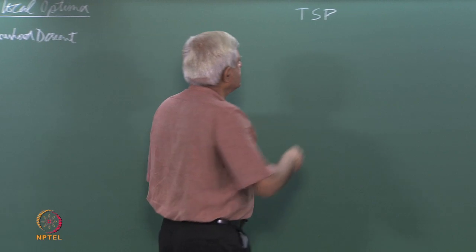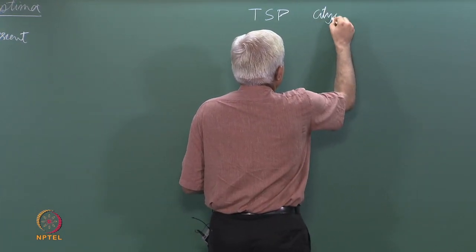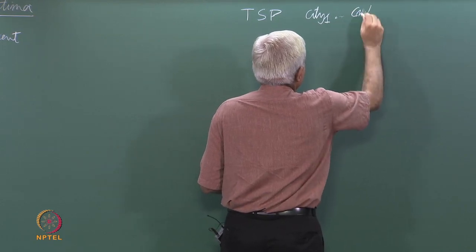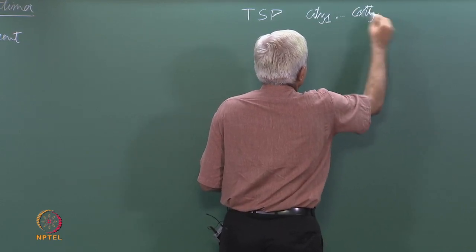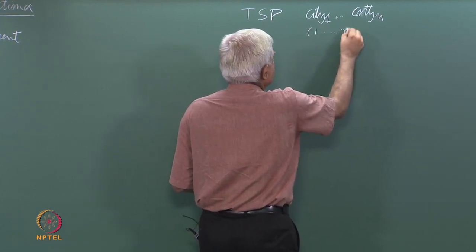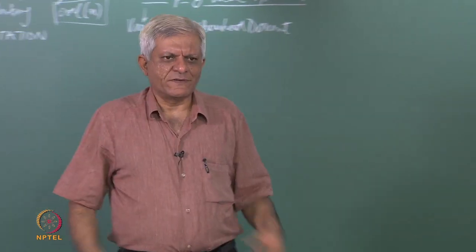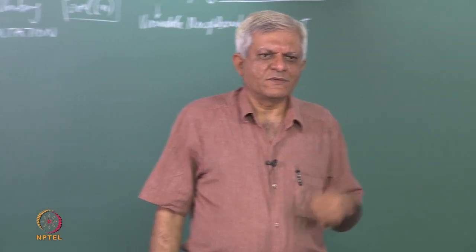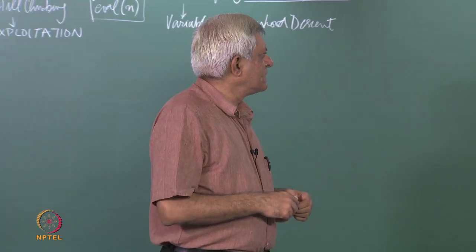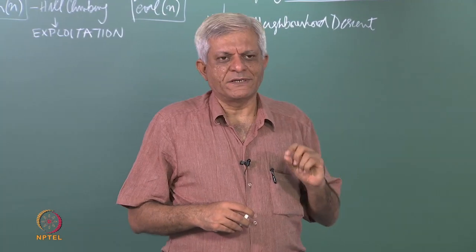We will say that we have city 1 to city n, n cities, which we will also denote by 1 to n, just as a shorthand, easier to refer to essentially. So, we have these n cities 1 to n, and you have to go from one city to another without visiting the same city twice.